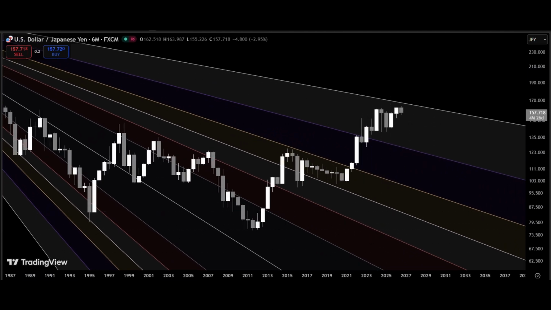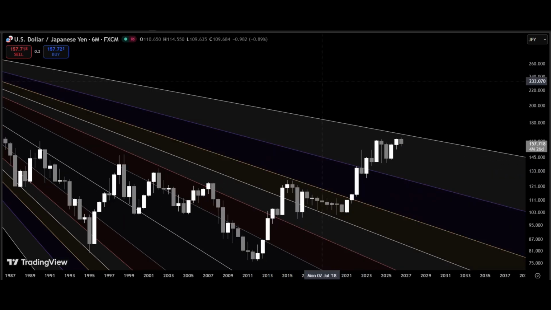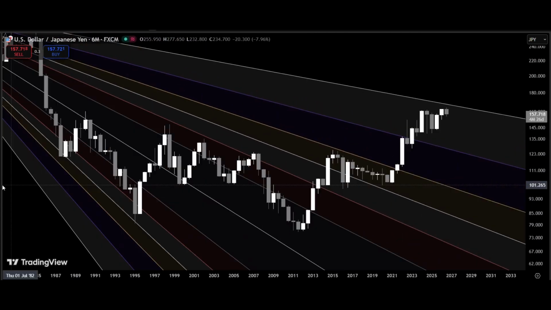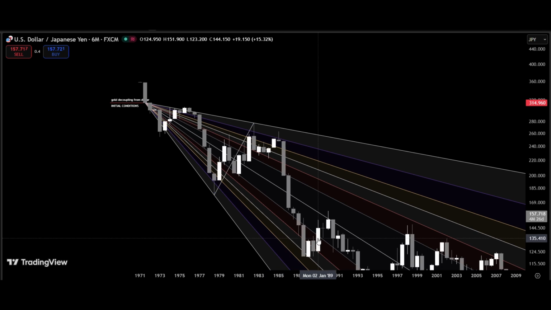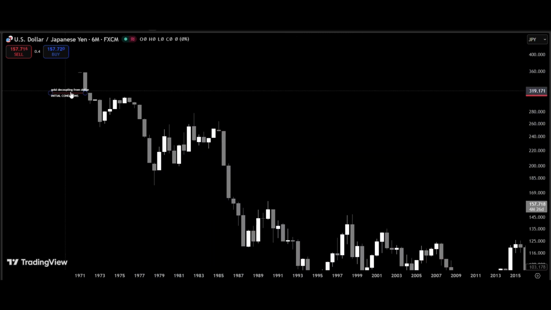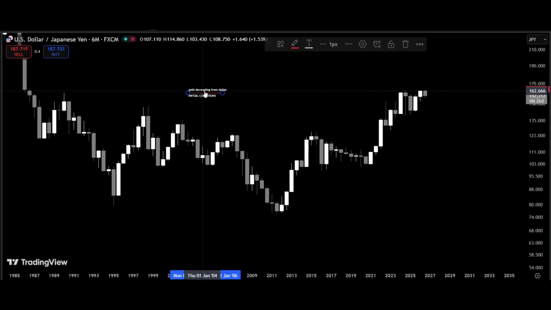First comes expansion. After expansion comes contraction, a period during which energy is accumulated. That stored energy eventually produces another expansion. Even without drawing additional tools, the structure already begins to reveal something important. Its character is changing. That change suggests the possibility that an entirely new expansion cycle is beginning.